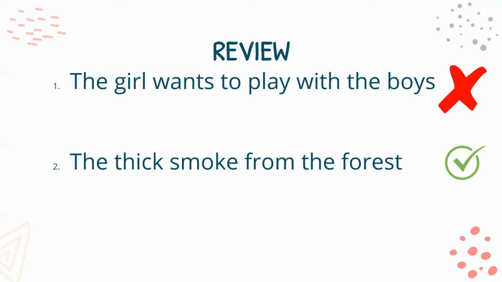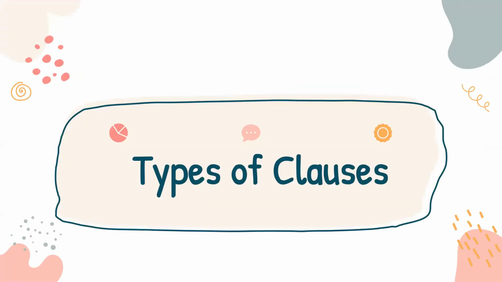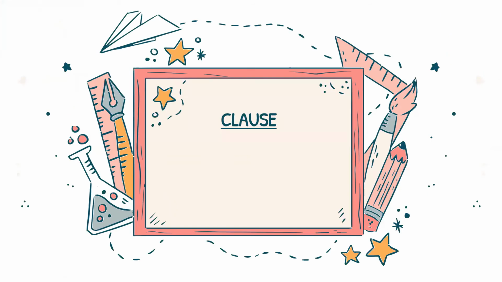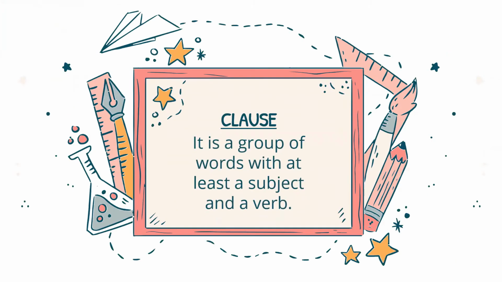So now that we have learned about phrases from our previous discussion, let's proceed to our next lesson. And that is the types of clauses. But what is a clause first? What is the difference between it and a phrase? Let's discuss. A clause is a group of words with at least a subject and a verb. So it has a subject and a verb that are working together.